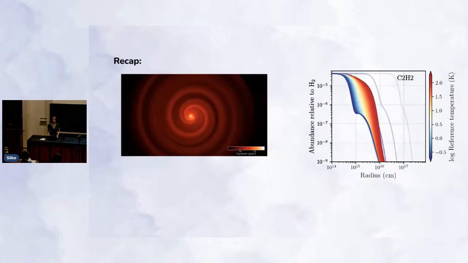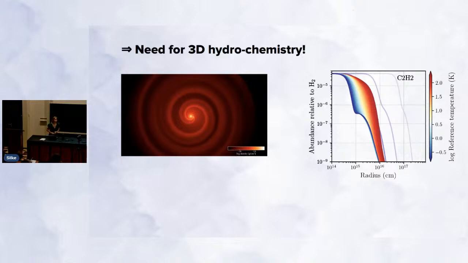So I was actually already telling you a bit of a recap. Now we've seen that we get these density enhancements and also temperature enhancements. We've seen it in the hydrodynamical simulations. We now saw from the chemical simulation that if this would happen, our abundances will really change. So therefore, we proved sort of that there is really a need to combine these two ingredients. So we really need a 3D hydrochemical model.